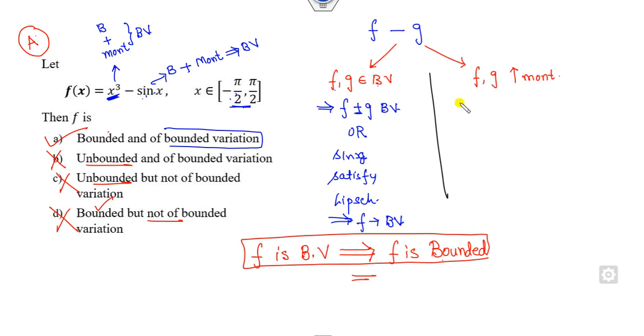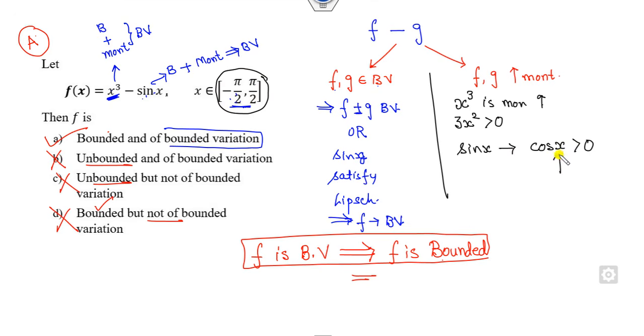If you look here, clearly x cube is a monotonic increasing function. Why? Because the derivative is 3x square, which is always greater than 0. Look at the other one, sin x. What is the derivative of this? The derivative is cos x. Cos x is always greater than 0 over this domain. So what is the meaning of that? It is also an increasing function, hence monotonically increasing. So the difference of the two monotonic increasing functions implies bounded variation. Remember, it is always monotonic increasing, not decreasing. So therefore this f is of bounded variation. It implies it's bounded. So A is the right answer of this problem.